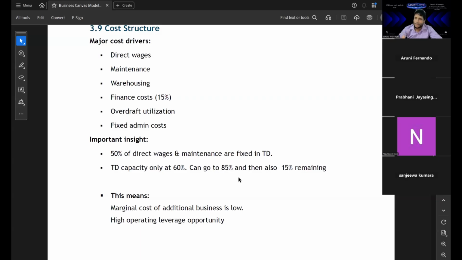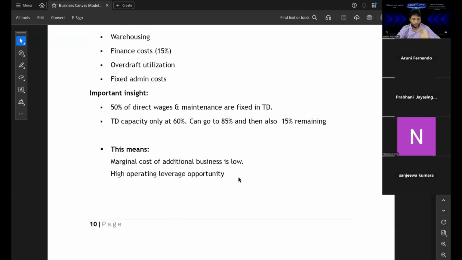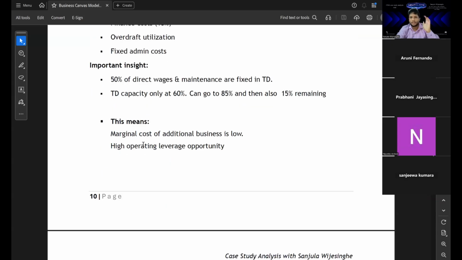That means when it comes to capacity, they have 100% capacity. No, the planned capacity is 85%, right? Now currently they are running at 60%. Even though they achieve their planned capacity, again 15% remaining. Then the DD division can utilize it. If the transport division has 100% external demand, definitely another 15% is available for the DD division as well, right? This means the marginal cost of additional business is low, crystal clear, right? Then a high operating leverage opportunity is also there, right?